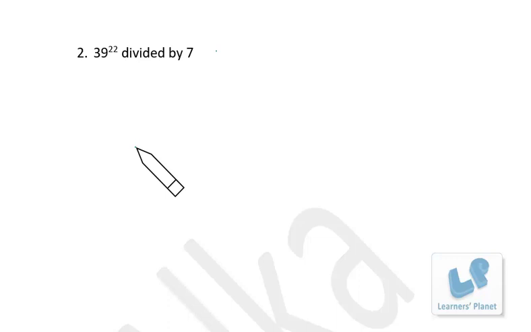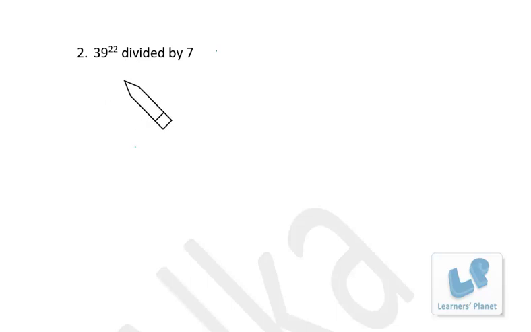See this one, 39 raised to 22 divided by 7. So once again we have to proceed in the same manner as I did earlier. First of all, just remove the number that is a multiple of 7. So I can remove 35, right? So this number can be written as 35 plus 4 raised to 22, right? 35 plus 4 raised to 22.